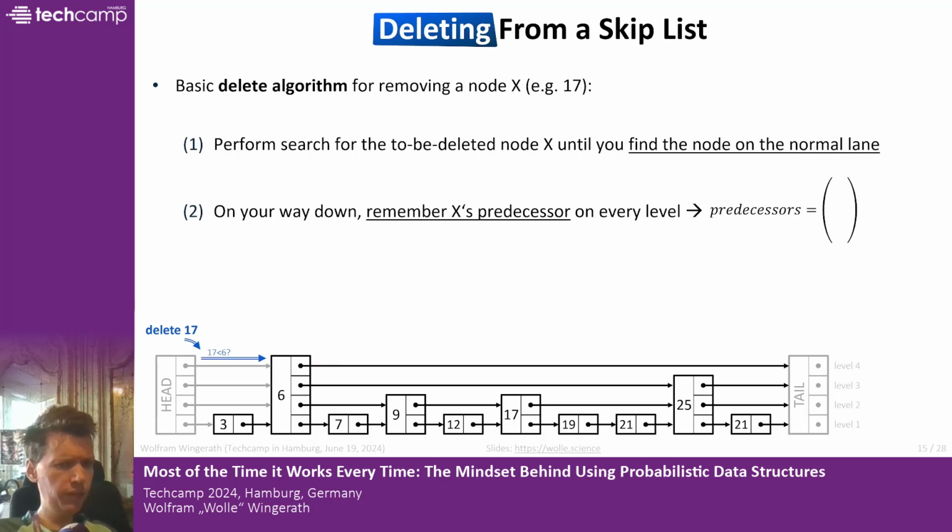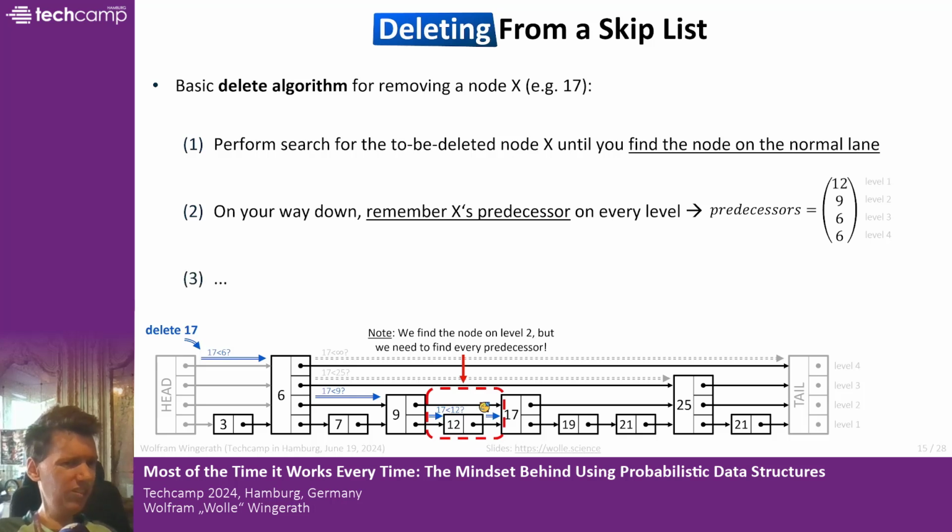So we go down one step, and then on the next level here, again, the next step will overshoot, so we go down again, and then we reach the node 9 here. Now, watch out, we could reach node 17 already, but we need to get all the predecessors, so we go down one level regardless until we have the predecessor node of the node that we want to delete on every level, and that's basically the vector that we stored.